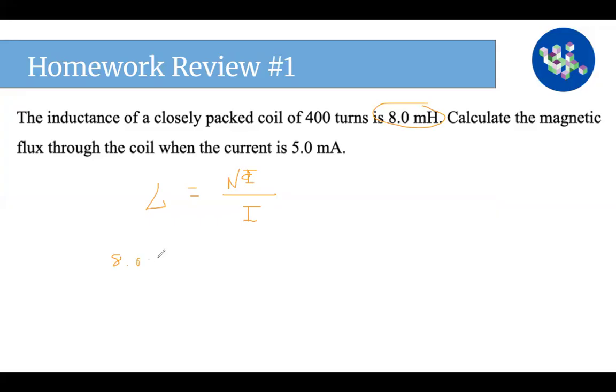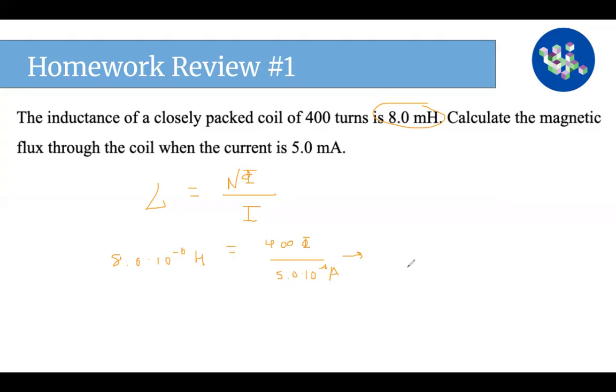8.0 times 10 to the negative 6 Henry, because that's microhenry, equals the total number of turns, which is 400, times the flux, which we want to find, divided by the current, 5.0 times 10 to the negative 6 ampere. Then from this, you can do the algebra and solve for the flux phi.